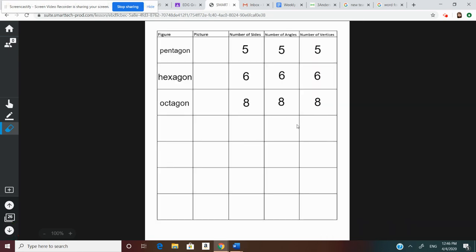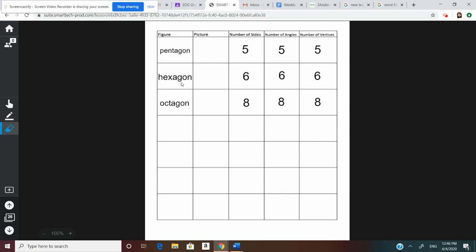All right, grab your geometry packet and flip to this page. You can pause the video if you need to. So we're going to write down our vocabulary we learned today. So we learned about the figure, a pentagon. Draw your own pentagon here. Remember, it can look a variety of different ways. Pentagons do not always look the same. And the number of sides, well, it's always going to have 5 sides. Remember that. And it's always going to have 5 angles. And it's always going to have 5 vertices.